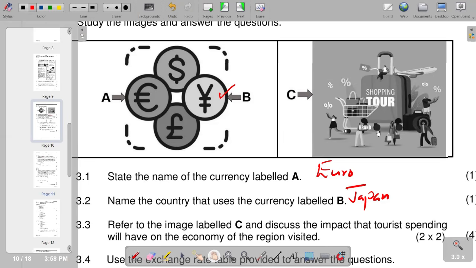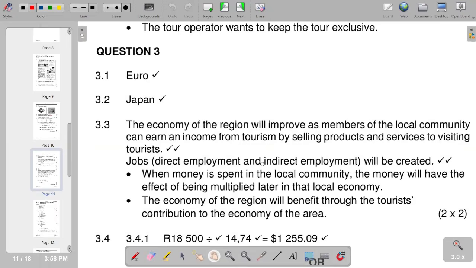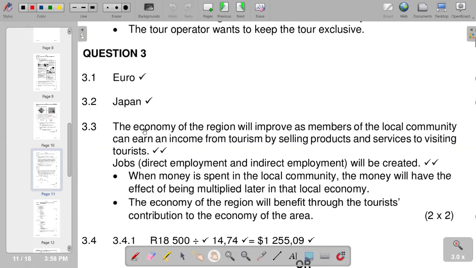As indicated, since we are going to have inbound tourists in that area, we are going to see businesses receiving more revenue from that. So, in explanation to that, the economy of the region will improve as members of the local community can earn an income from tourism by selling products and services to visiting tourists. That's the first point. And also jobs, that is direct employment and indirect employment, will be created.